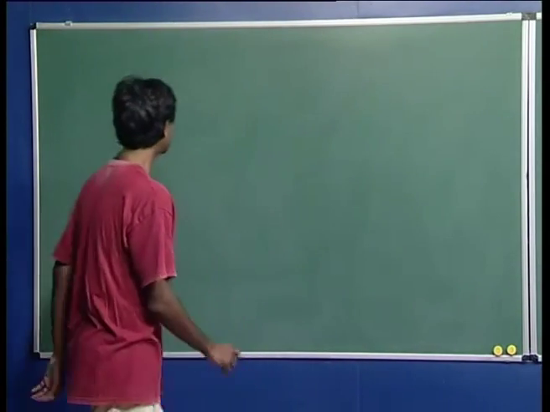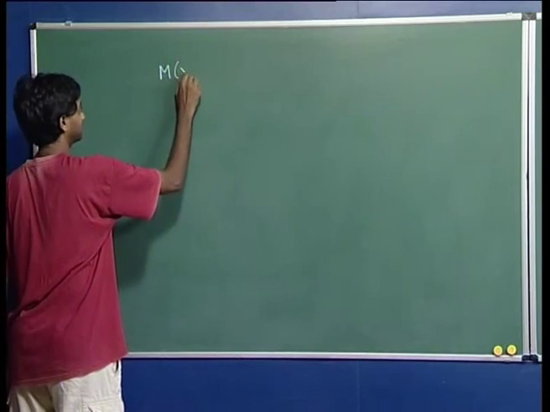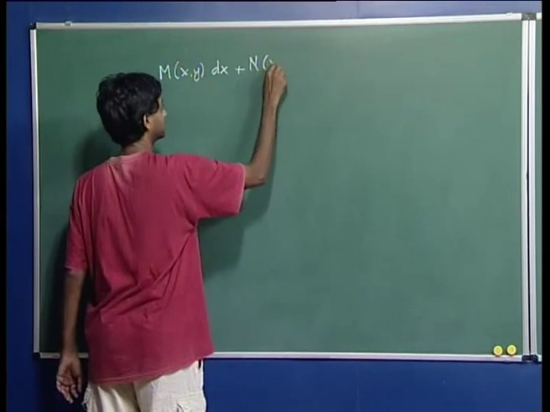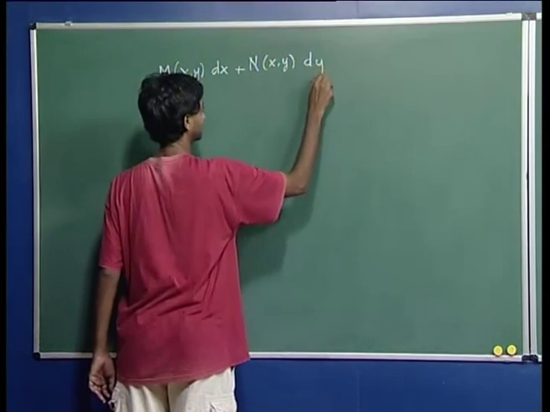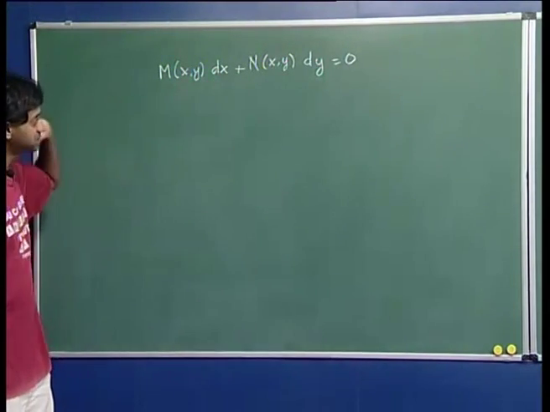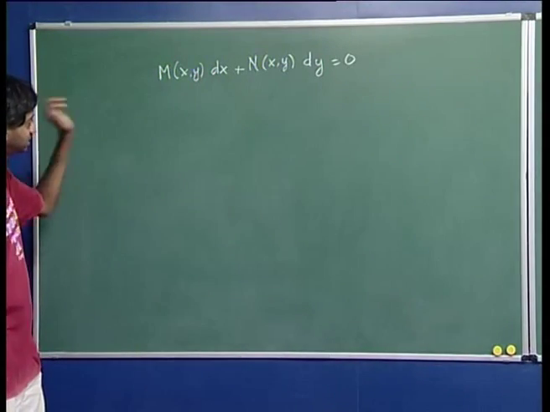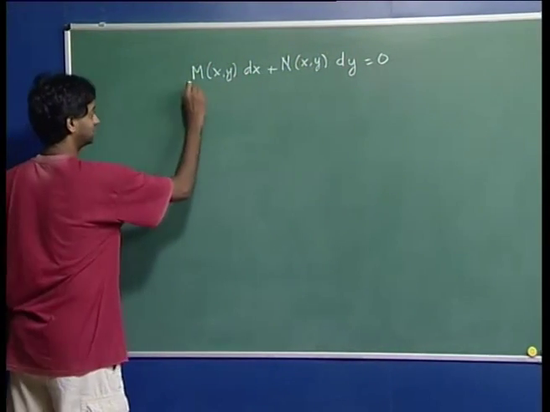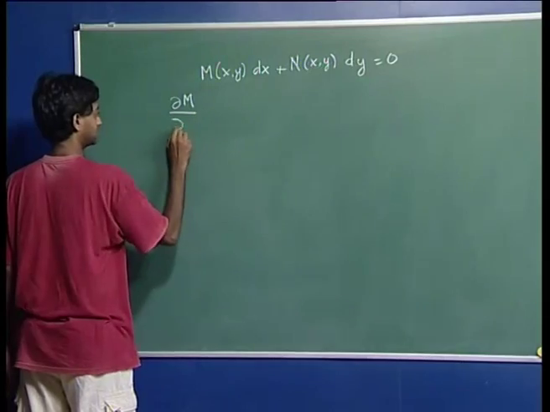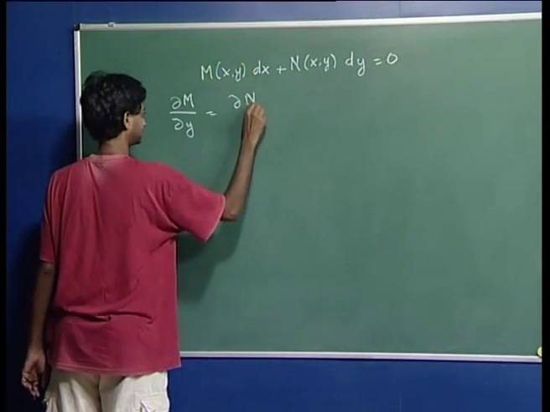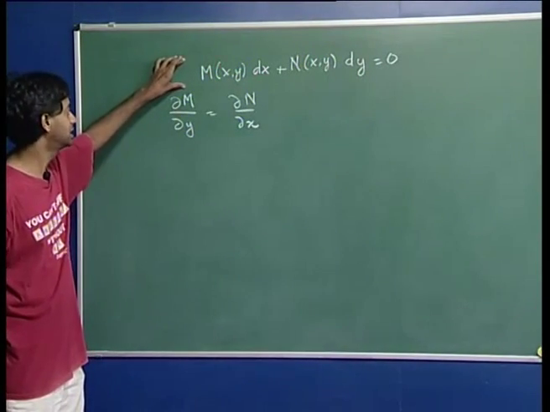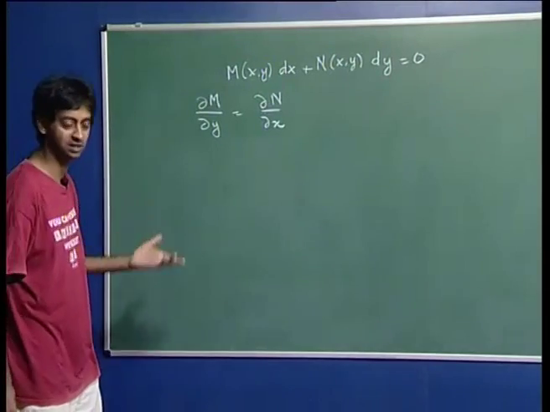So we have seen so far that if you have a first order differential equation of the form M(x,y) dx plus N(x,y) dy equal to 0, then the condition that this differential equation is an exact differential is that dou M by dou y equal to dou N by dou x. And if this condition is satisfied, then what you have here is an exact differential, and it can be solved very easily, and we have seen how to solve it.